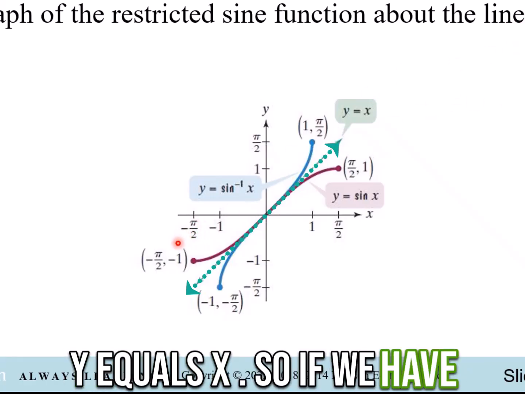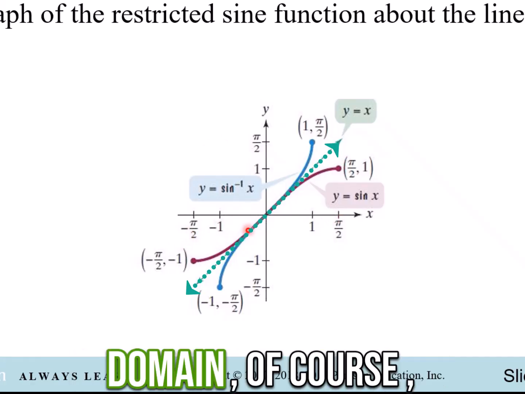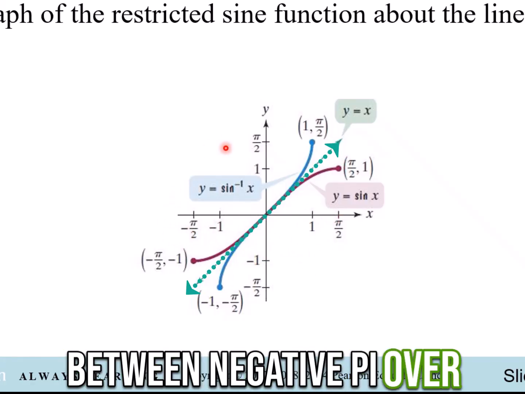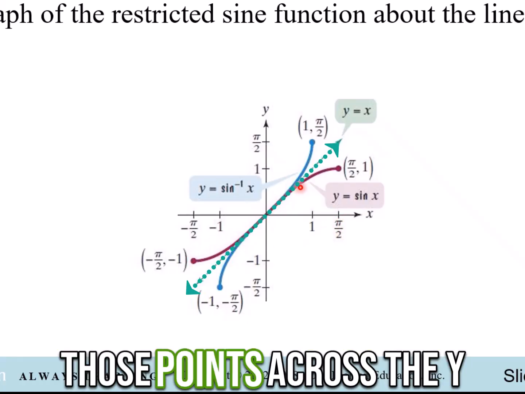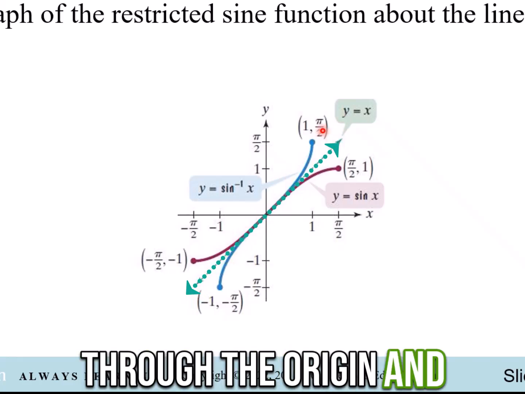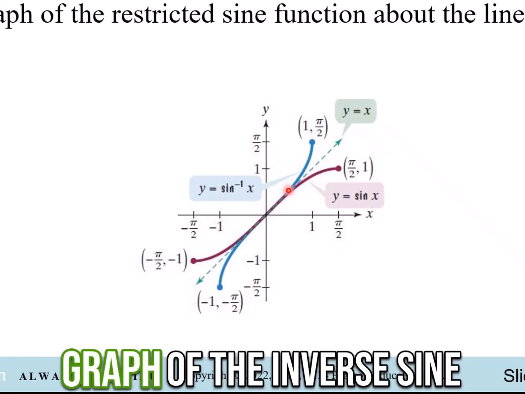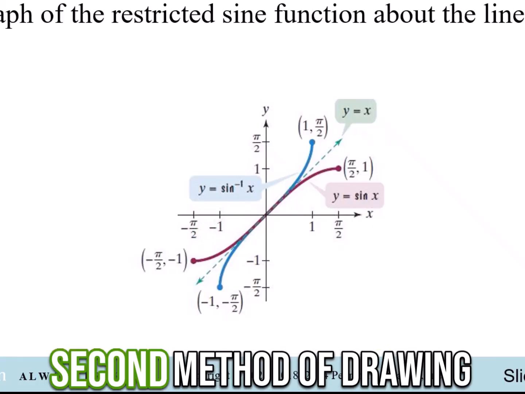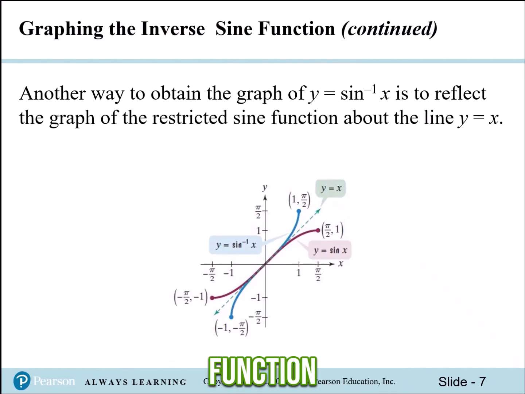So if we have the curve for the sine function between the restricted domain, of course, between -π/2 and +π/2, and reflect some of those points across the y equals x line passing through the origin and connect those points, we will end up with the graph of the inverse sine function. So that's the second method of drawing the graph of the inverse function.